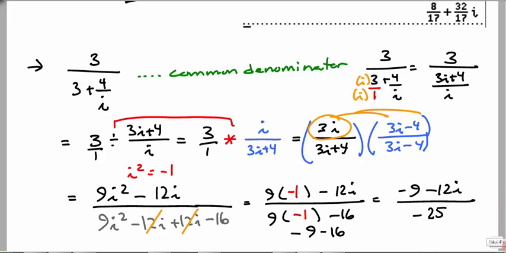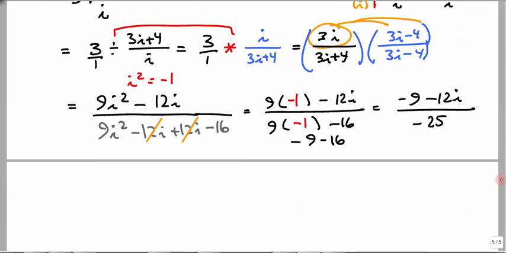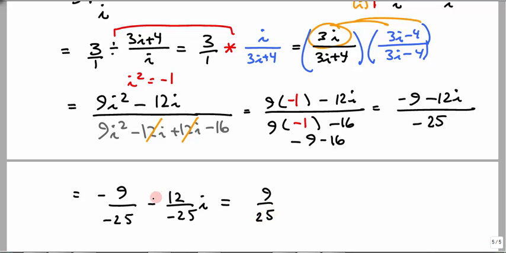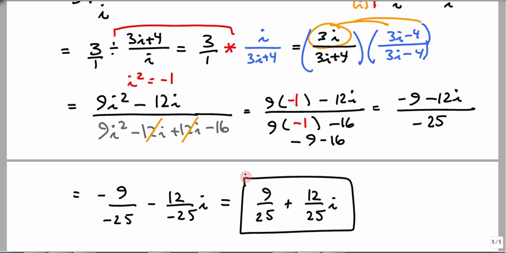Now this is not my answer because it has to be in a plus bi form. So I have a negative 9 over a negative 25, negative 12 over a negative 25i. This is not my final answer either because a negative divided by a negative is a positive 9/25. Negative divided by a negative is a positive 12/25 i. This is my solution. Now, 9 over 25, they don't have any common factors to reduce. 12 over 25, no common factors to reduce either.